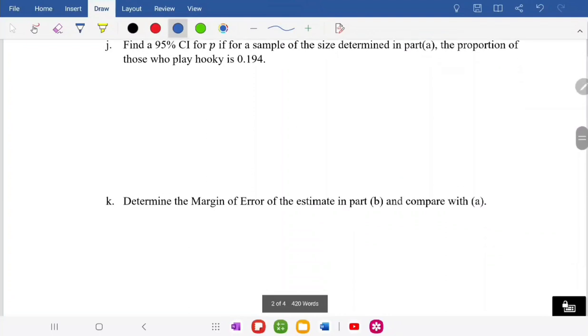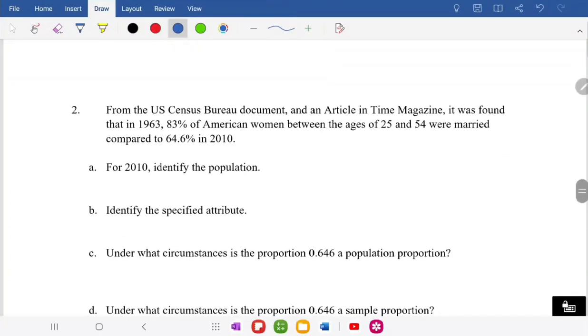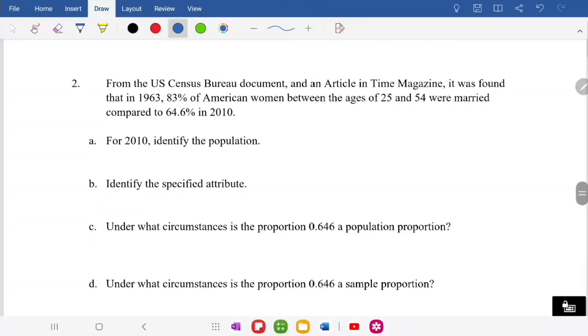Okay, so I'm going to skip these two questions and put up another recording and solve this one as well. Now, this is also a question on finding confidence interval. So I'll put up a recording on this one as well.